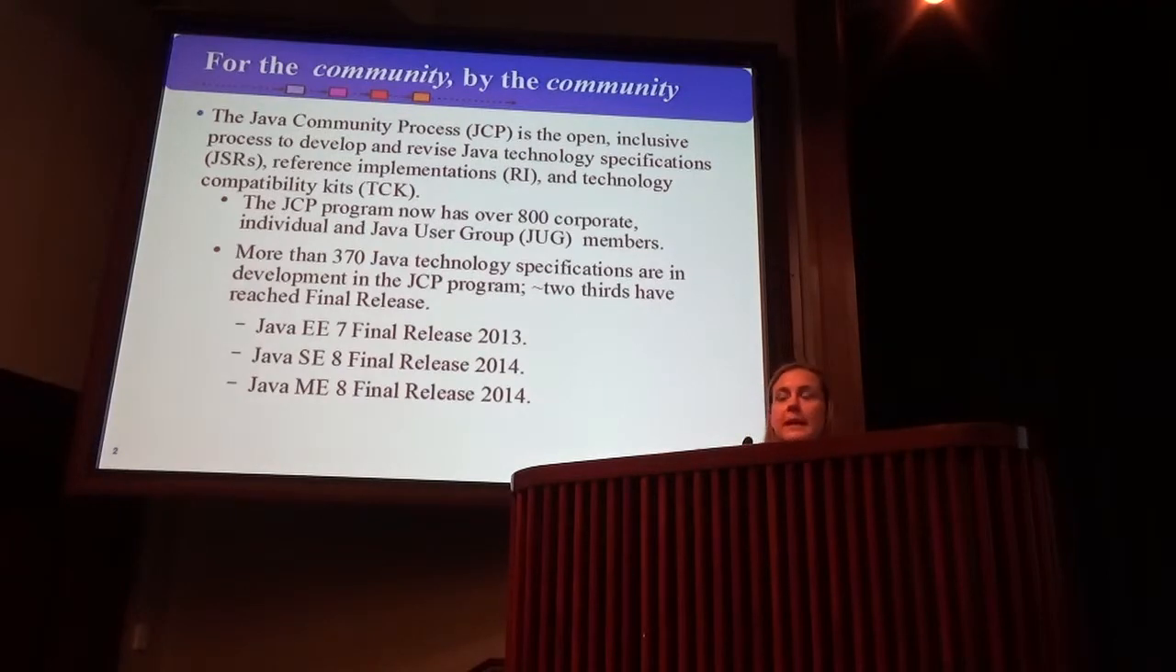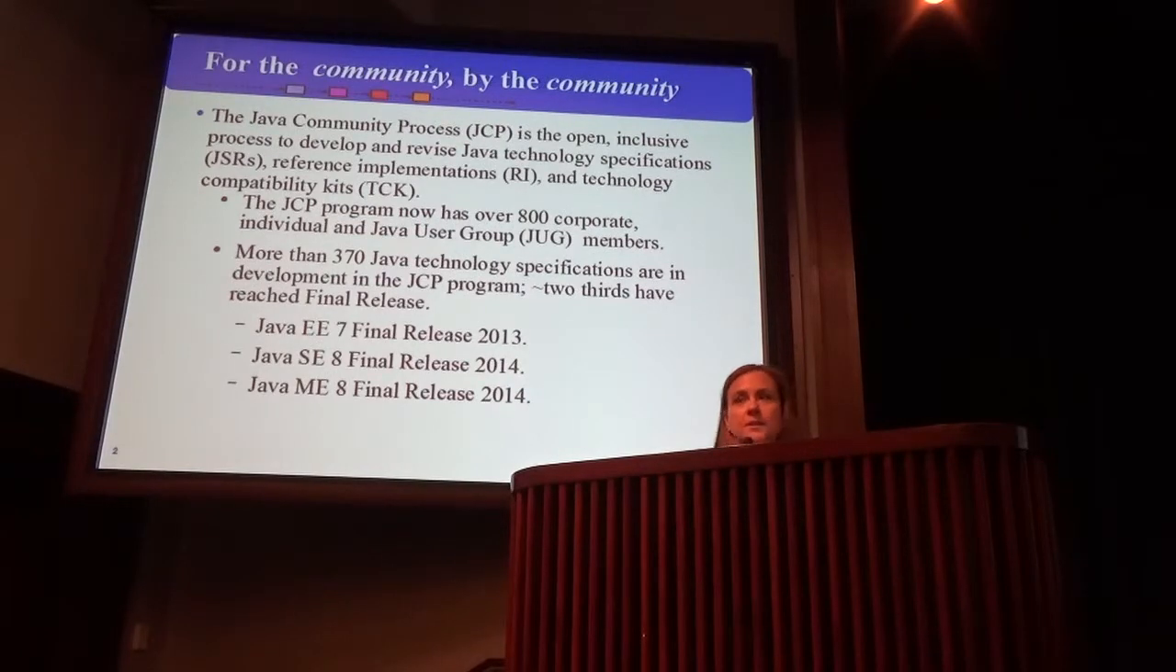And right now we have about 800 members. Three quarters of those are individuals, but we also have other ways that you can participate, which I'll talk about later. And 377 is the exact number of JSRs developed through the JCP. About 40 of those are active right now, and about two-thirds of those have reached final stages. A lot of technologies that you use as a Java developer are developed through the JCP.